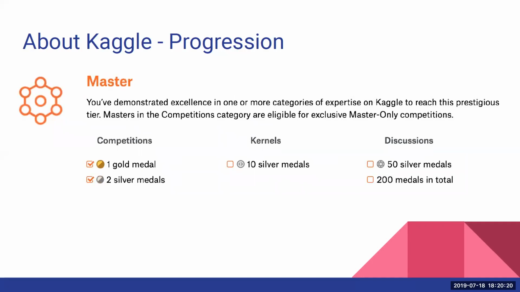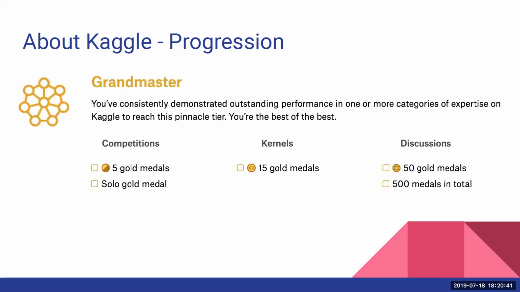There's also a master tier, which is a little bit more tricky than expert. You need not just bronze medals, but 2 silver medals and 1 gold medal for the competitions, and pretty similar options for kernels and discussions. And the highest tier is Grandmaster on Kaggle. You need at least 5 gold medals, and one of them has to be a solo gold medal.